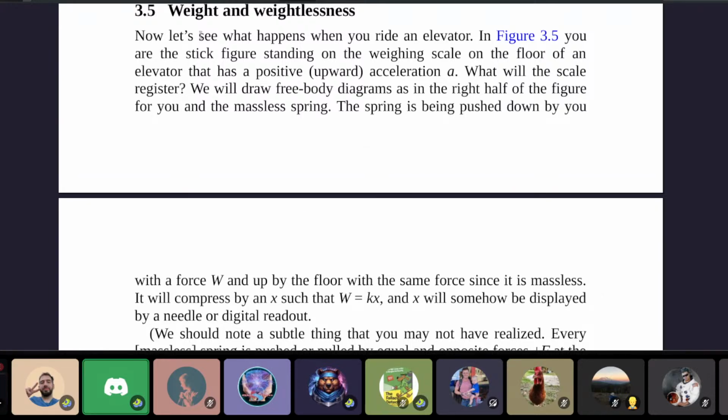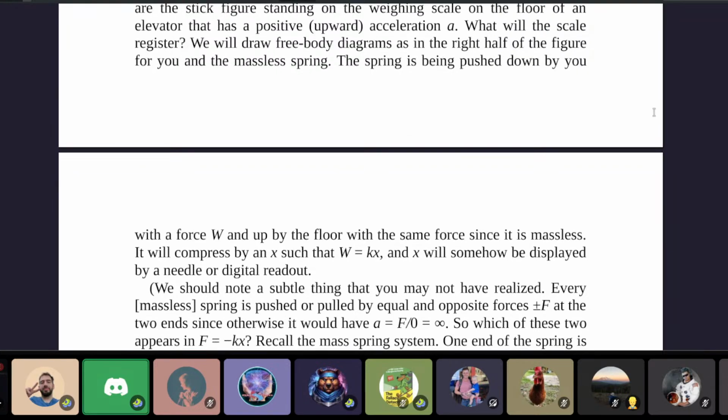3.5, weight and weightlessness. Now let's see what happens when you ride an elevator. In figure 3.5, you are the stick figure standing on the weighing scale on the floor of an elevator that has a positive upward acceleration. What will the scale register? We will draw free body diagrams as in the right half of the figure for you and the massless spring.